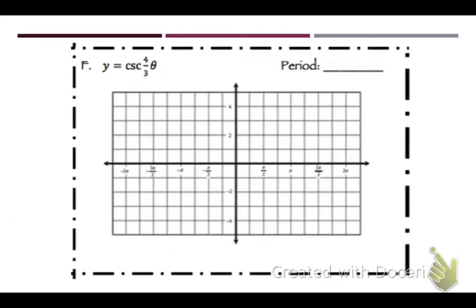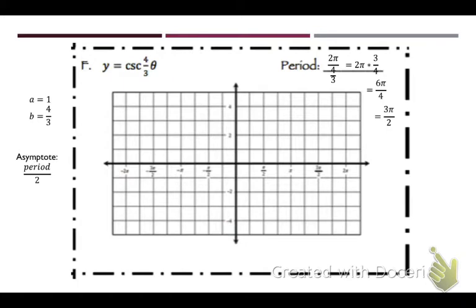Okay, last one. So cosecant, again, let's label our a is 1, our b is 4/3. So my period here is 2 pi divided by 4/3. When you divide by a fraction, that's the same thing as flipping that fraction and multiplying. So that's 2 pi times 3 over 4. Which is 6 pi over 4, which reduces to 3 pi over 2.